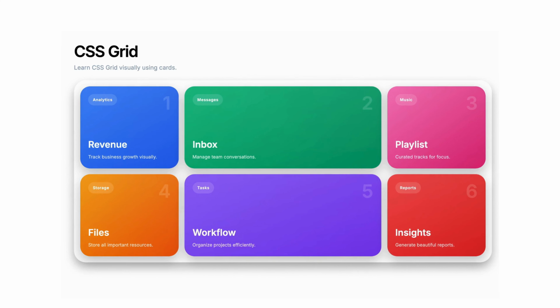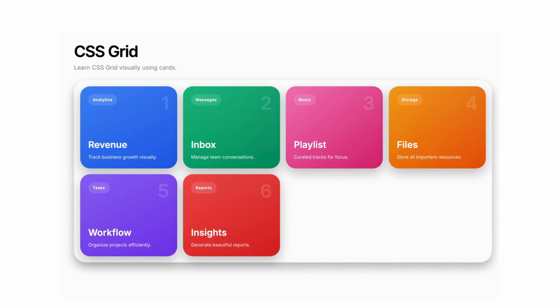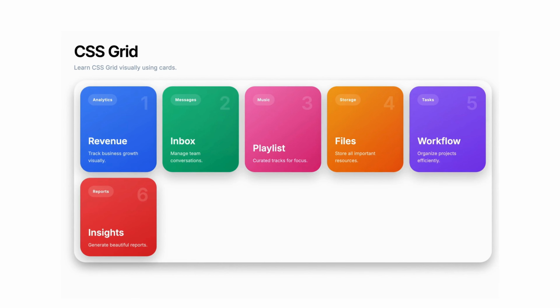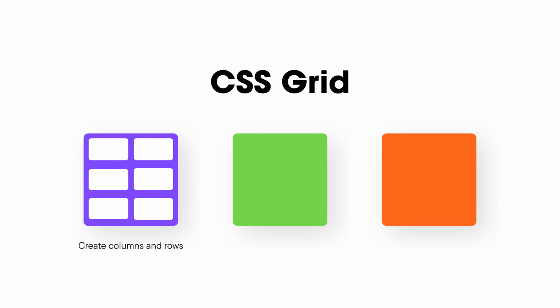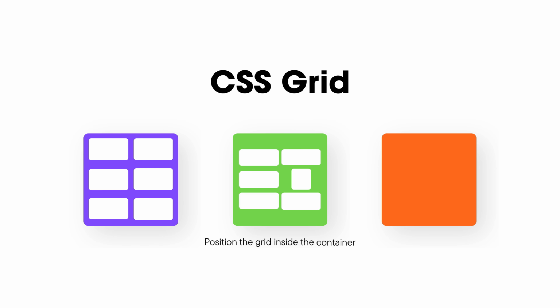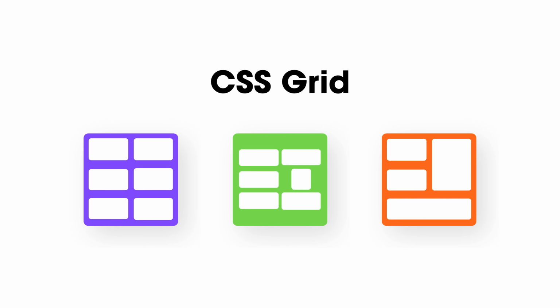In this tutorial, we'll learn how to build these beautiful card layouts while learning every important grid property step by step. We'll break CSS Grid into 3 simple sections. First, we'll learn how to create columns and rows, control their sizes, and build the overall grid structure. Next, we'll explore alignment, how to position the entire grid inside the container, and how to align items inside individual grid cells. Finally, we'll learn how grid items can stretch across multiple rows and columns to create more advanced layouts like bento grids and dashboards.